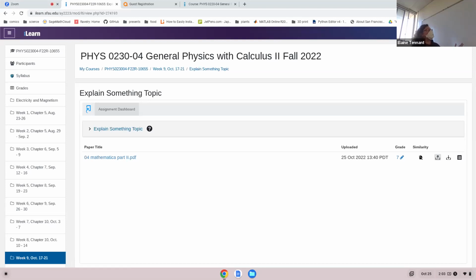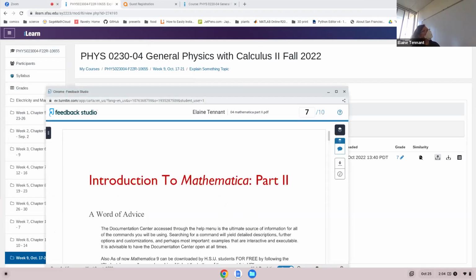But I did want to show you how to find your grades on these and see the feedback, because it's not super obvious. So you have to go to the explain something topic assignment. You should see something like this when it's graded, where you can see this is out of 10. So I got a 7 out of 10. And to see the feedback, if you click on this, you should see a pop-up window. Like so.